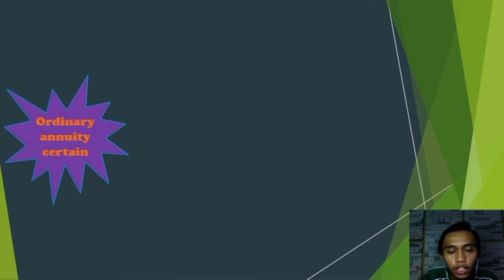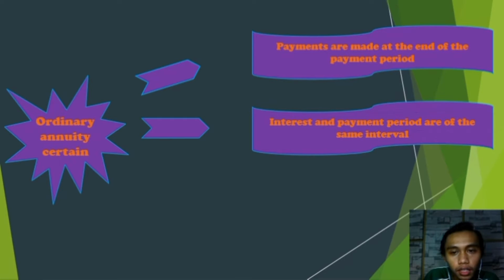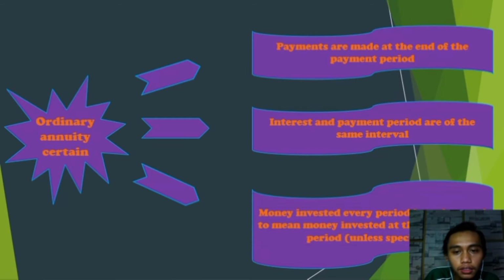As we know, annuity has many parts, but today we will focus on ordinary annuity returns. What is an ordinary annuity? It is where payments are made at the end of the payment period. Also, interest and payment period are of the same interval, and money invested every period is understood to mean money invested at the end of every period, unless specified.